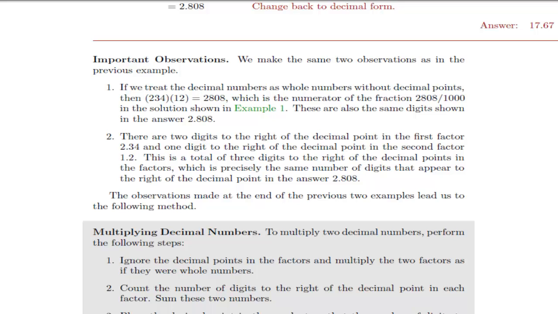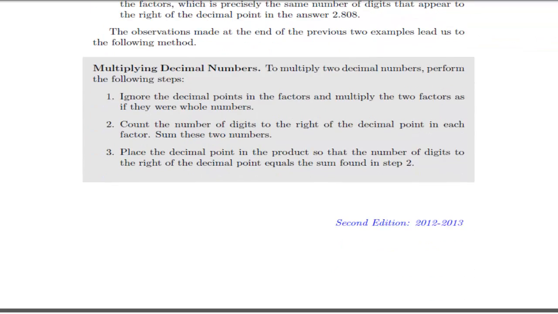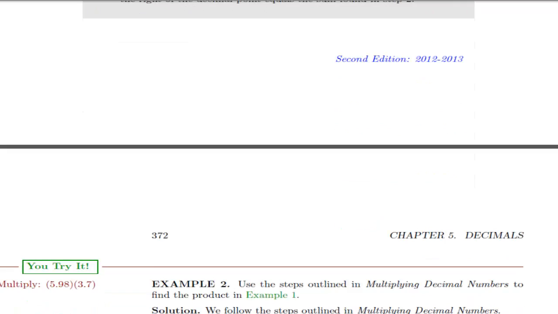The observations made at the end of the previous 2 examples lead us to the following method. Multiplying decimal numbers. To multiply 2 decimal numbers, perform the following steps. 1. Ignore the decimal points in the factors and multiply the 2 factors as if they were whole numbers. 2. Count the number of digits to the right of the decimal point in each factor, and sum these 2 numbers. 3. Place the decimal point in the product so that the number of digits to the right of the decimal point equals the sum found in step 2.